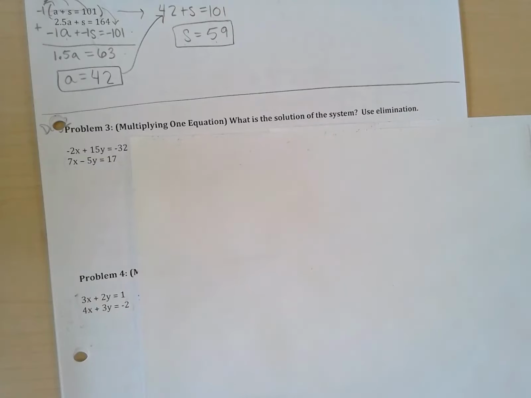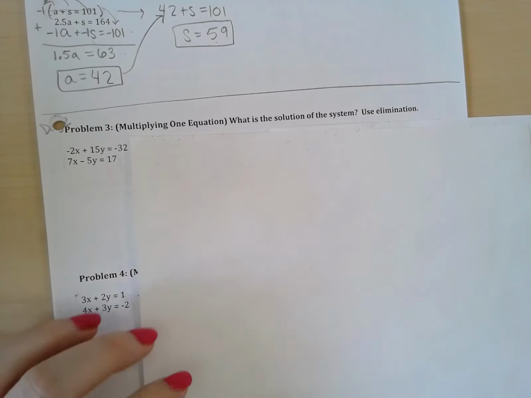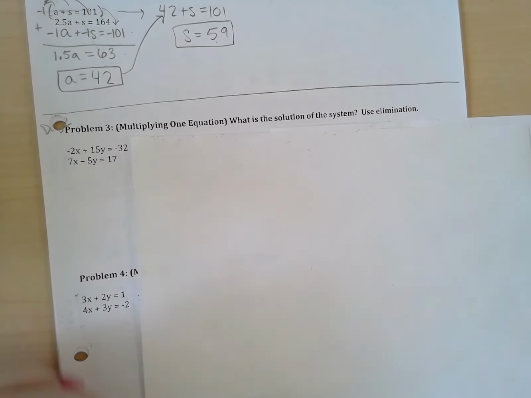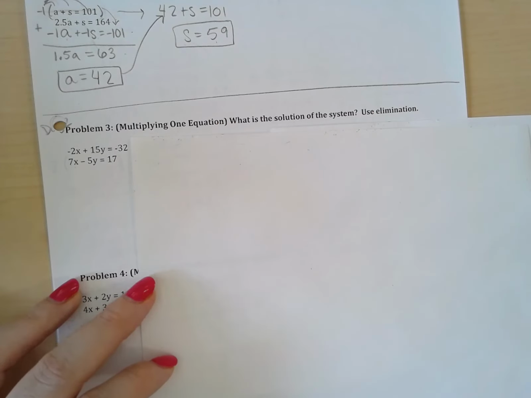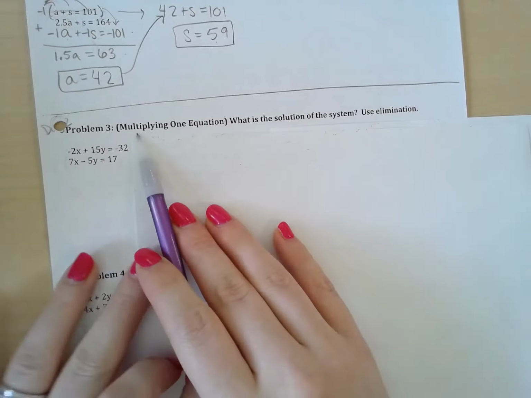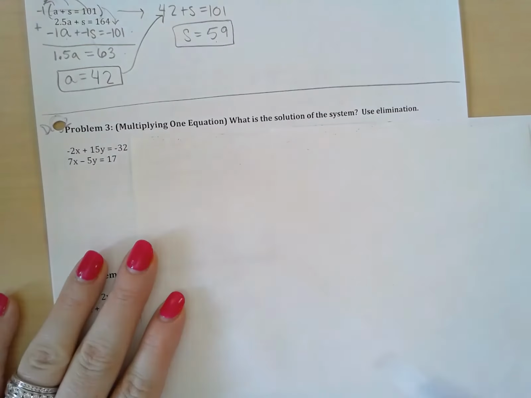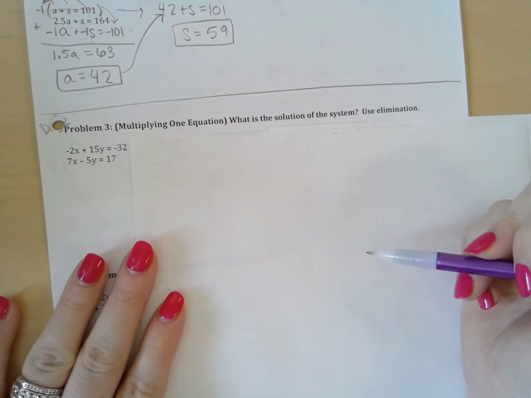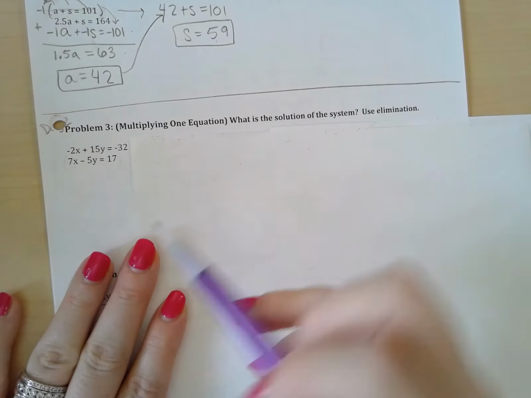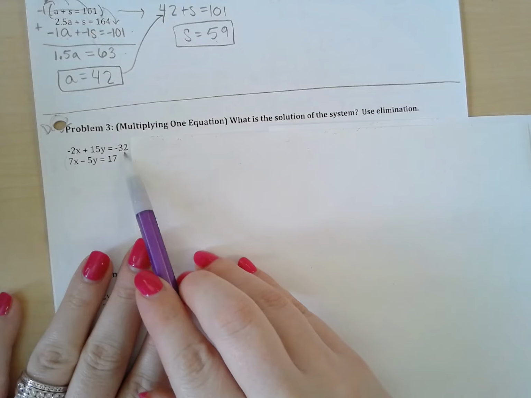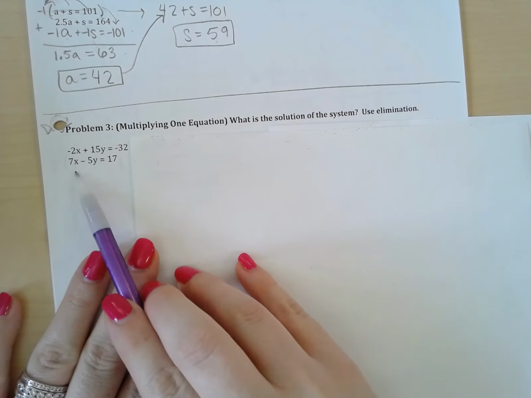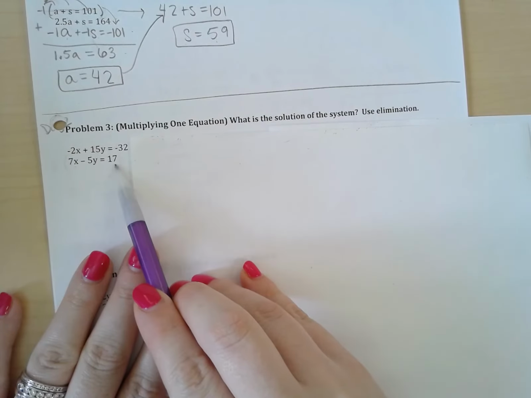This is Chapter 6, Day 3 notes, and this is the second part of these notes. So this is still using elimination to solve a system of equations. Now, this problem is going to be multiplying one equation in order to eliminate one of the variables. So if we take a look at these equations, I have negative 2x plus 15y equals negative 32, and 7x minus 5y equals 17.